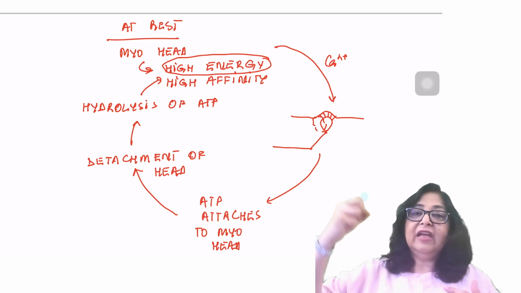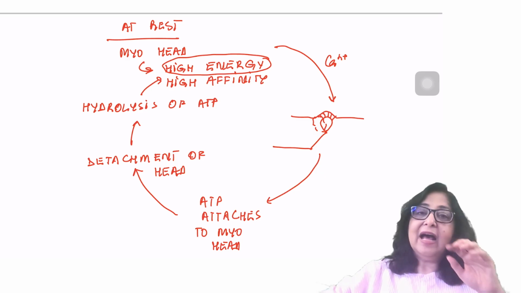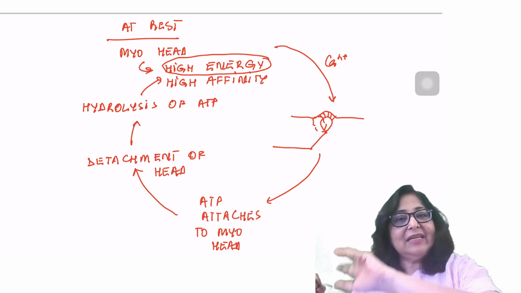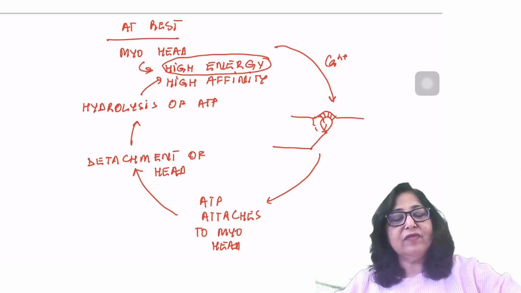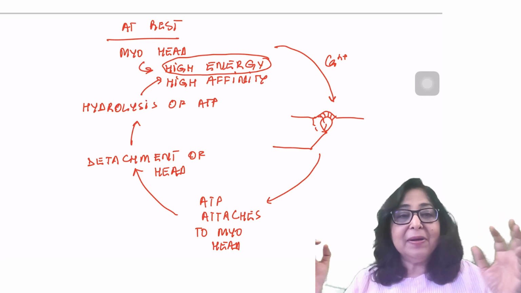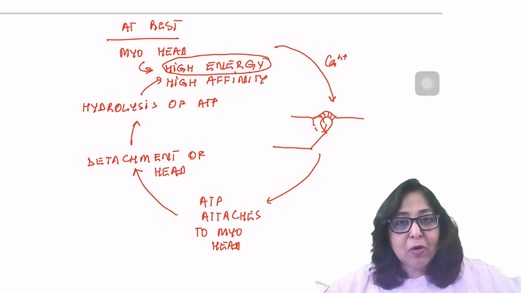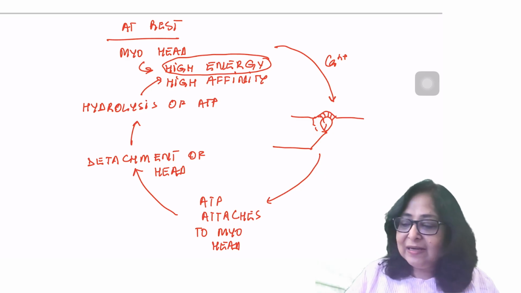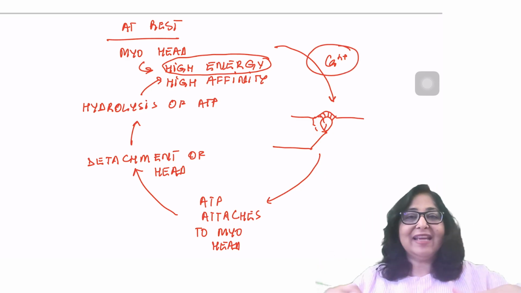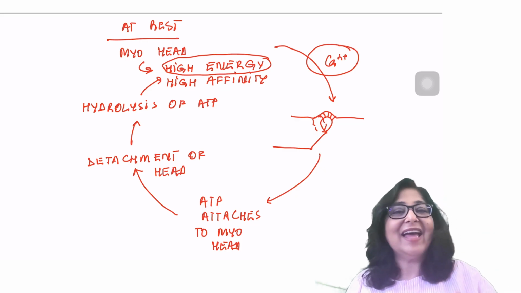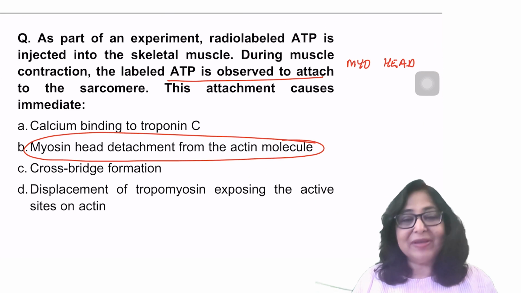If calcium is available, it will now bind with the next active site on actin, again execute a power stroke, ATP attaches, conformational change, detachment of the head. ATP is hydrolyzed, the head goes back into the high energy, high affinity state, and again binds with the next active site on actin. This is how cross-bridge cycling will take place. Remember, this cross-bridge cycling is responsible for sliding of the actin over the myosin. And this cycle will continue till calcium is available. Once calcium goes back into the sarcoplasmic reticulum, the muscle will stop contracting and relax. So the answer to this question is B.